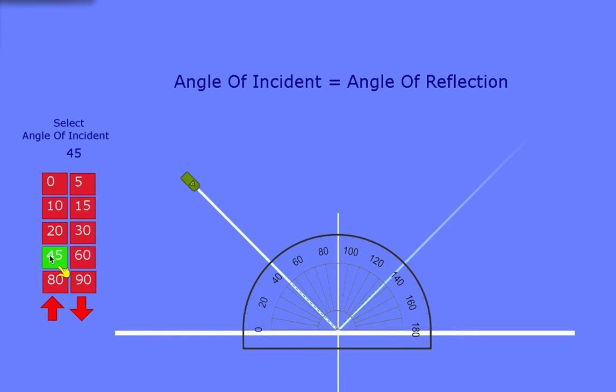We've got this one at 45 degrees. Well, this one is right, because it's 45 degrees from here to here, and it's 45 degrees from here to here. So angle of incidence is equal to angle of reflection.